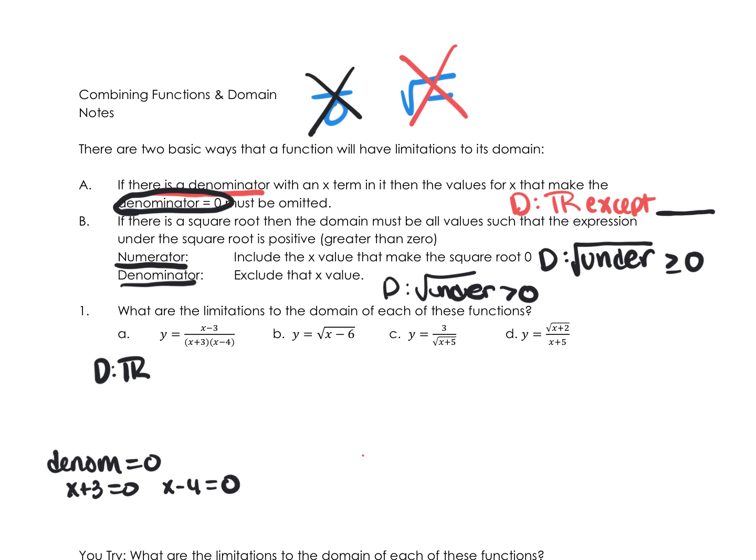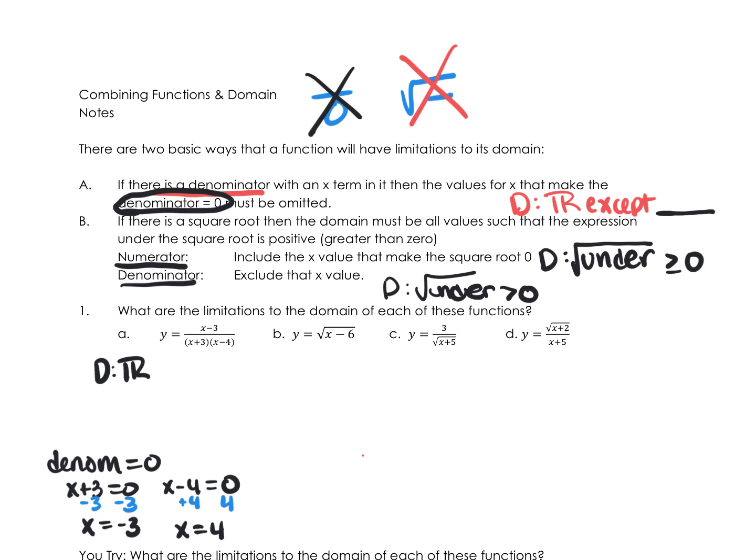And then you'll solve each of those equations. So for this first equation to solve for x, I'll subtract 3 from both sides, and I'll get x equals negative 3. And for this equation, what will I do to both sides? Add 4, and we'll get x equals 4. And these two numbers are going to be your exceptions, okay?